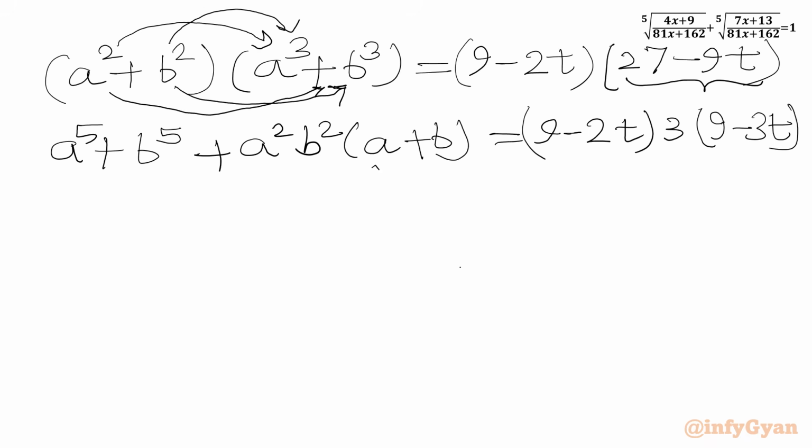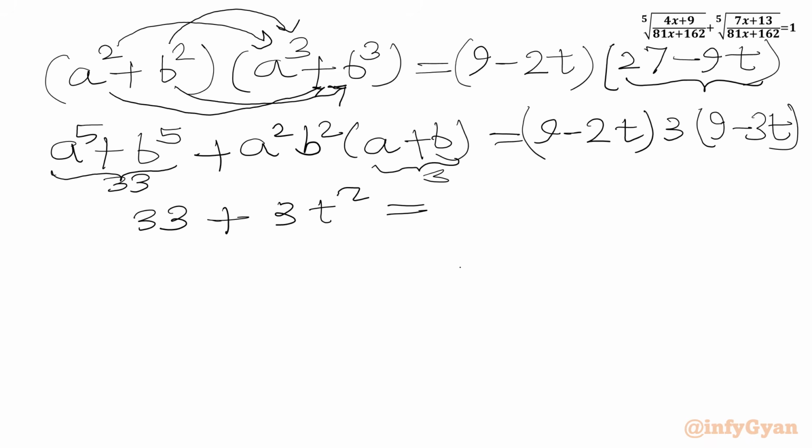Now we have a plus b = 3, a^5 + b^5 = 33. So I can write 33 plus a²b², which is (ab)², I can write t². Then we have 3, so 3t² equals (9 minus 2t) times (9 minus 3t), and the multiplier 3 we will write here.